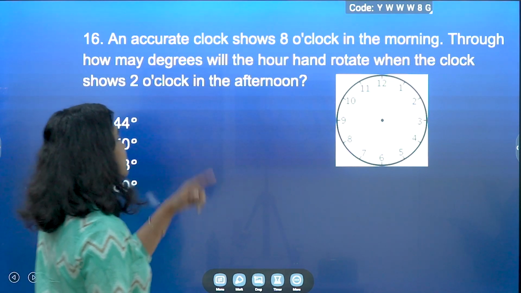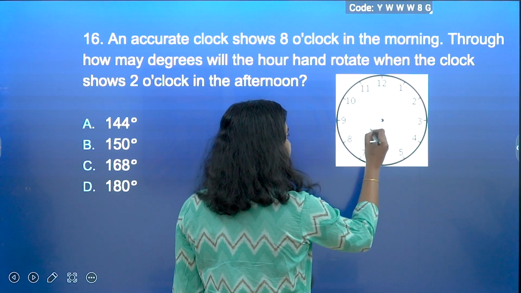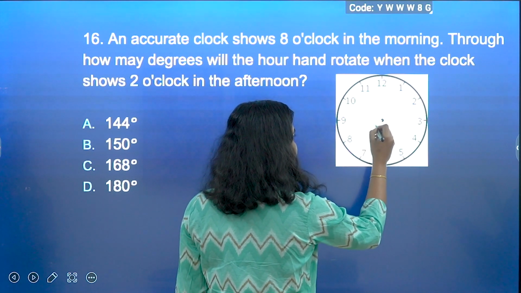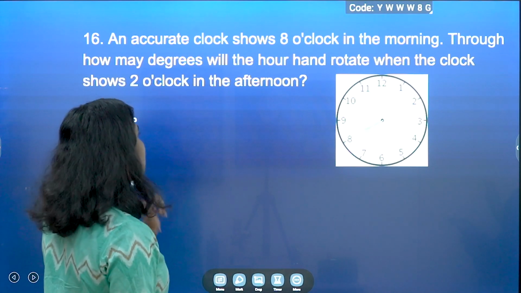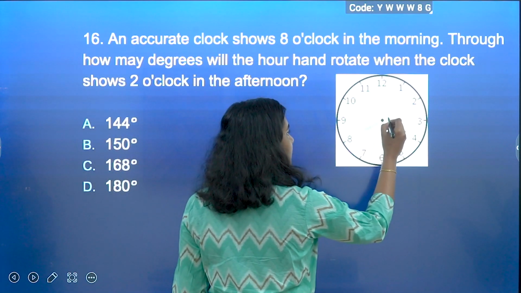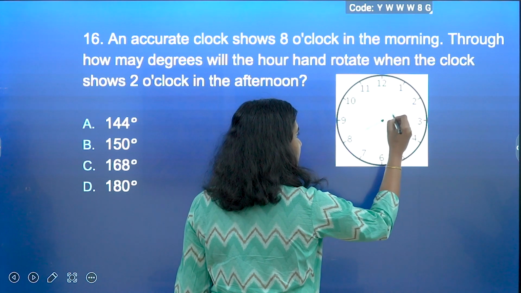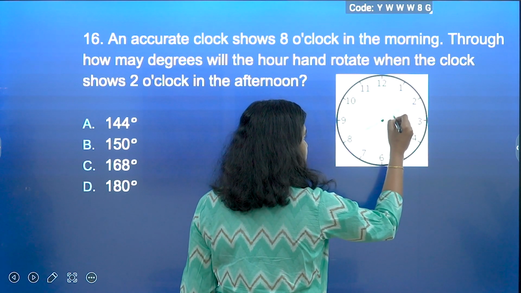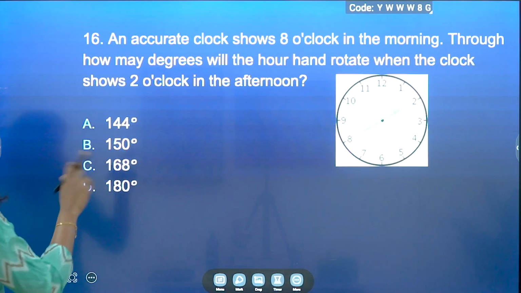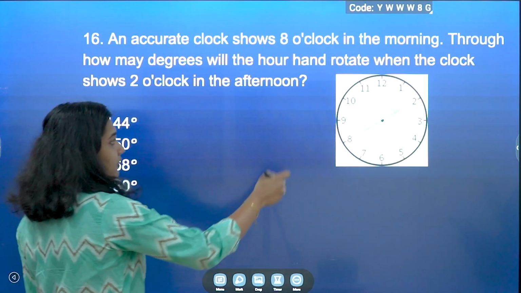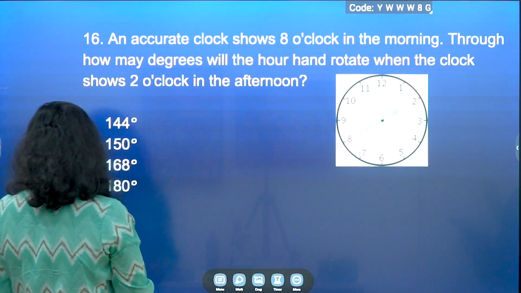first it shows 8 o'clock. So the hour hand will be here, right? 8 o'clock means the hour hand will be here. And now it is 2 o'clock. So then the hour hand will be here. We are talking about the hour hand, not the minute hand. Okay, when it is 2 o'clock, the hour hand will be here. Now you have to find out the degrees the hour hand has travelled from 8 o'clock to 2 o'clock, right?